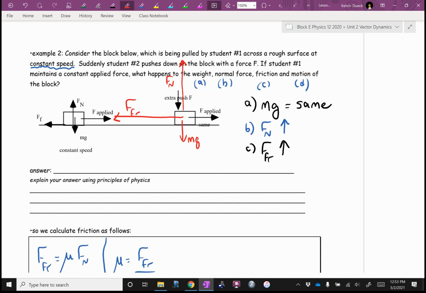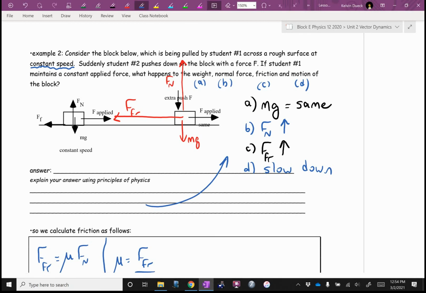But let's say we're talking about the split second after your friend sits on it. Because once it comes to a stop, our free body diagram would change a little bit. We'll talk about that later. And where it says explain your answer using principles of physics, I think our free body diagram is a pretty good explanation. So friction is what times what? Mu times the normal force.